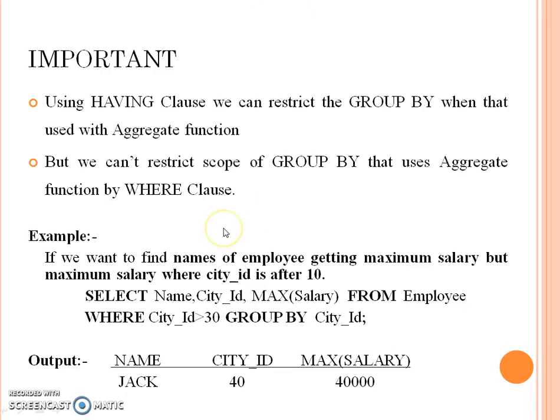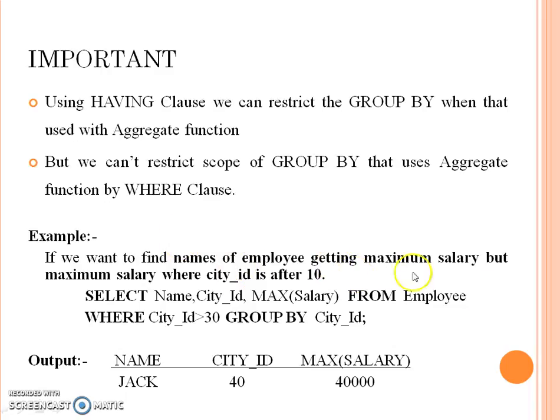One more important thing is that using the having clause, we can restrict the group by and the aggregate functions, right? But we can't restrict the scope of group by that uses the aggregate function with the where clause. So aggregate functions can restrict the scope only when they are used with the having clause. But if they are used with the where clause in a group by statement, scope cannot be restricted. This is a simple example for it.